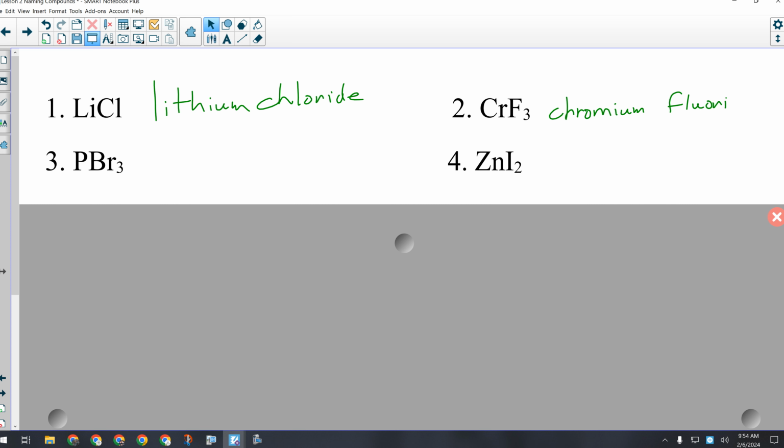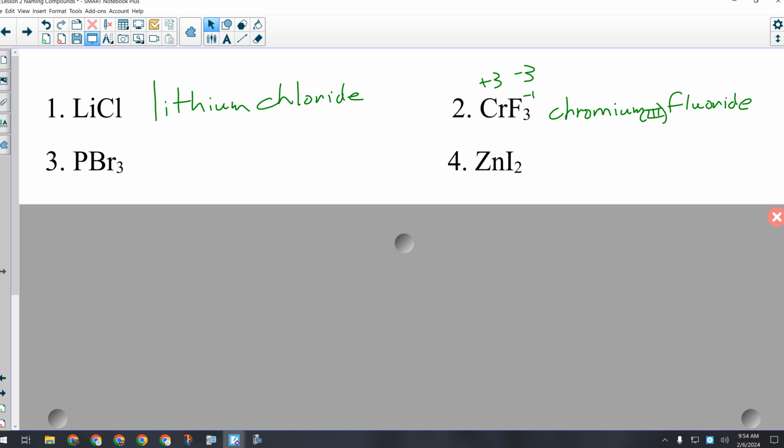I just have to figure out what Roman numeral is going to go after chromium, right? So to do that, I look at my fluorine. Fluorine's always a -1. There are 3 of them, so I've got to get 3 positives out of 1 chromium. That makes it the chromium with the 3+ charge. So chromium(III) fluoride. That's the kind of thing that's easy to forget to do. That's why I'm throwing you a list that's got some of every kind in it.